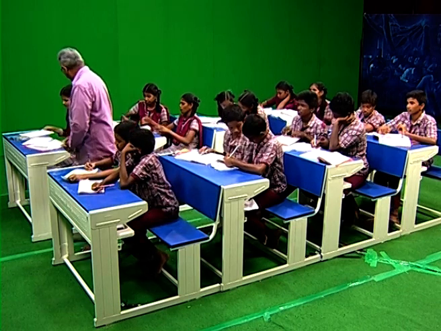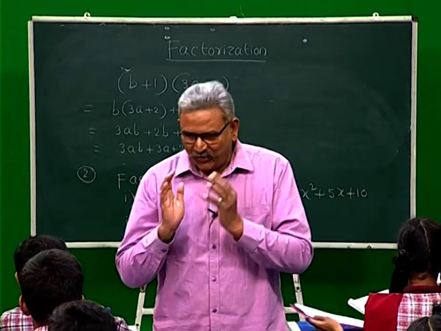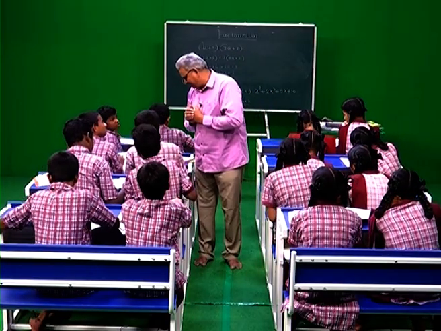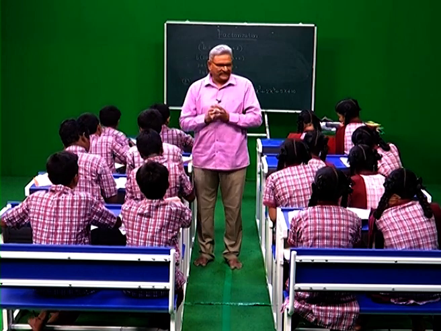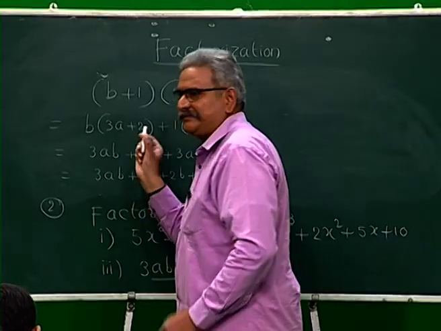X square. Yes, x plus. Okay, how do you check your answers? Sir, you need to multiply. Check the second one's answer. Yes. What is the property this one is called? This multiplication is called?